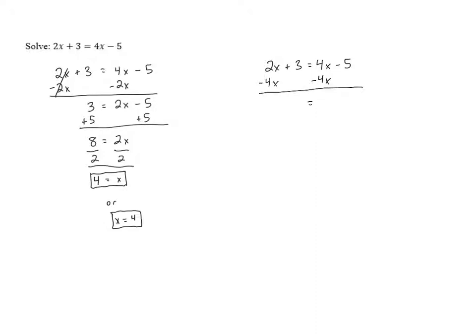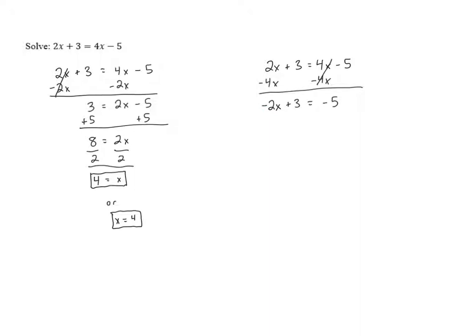On the left-hand side, 2x minus 4x is negative 2x, and we still have that positive 3. On the right, 4x minus 4x is 0. They cancel out, and we're just left with the negative 5. Now we can still solve for x, but the thing that's more difficult is we have a negative coefficient on the x, so in the end we're going to have to divide by a negative number.